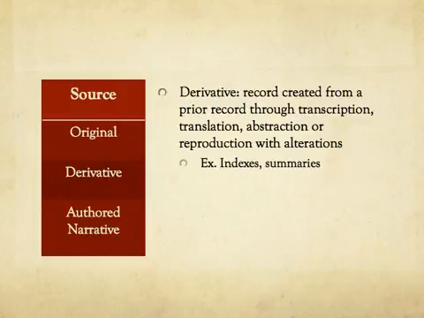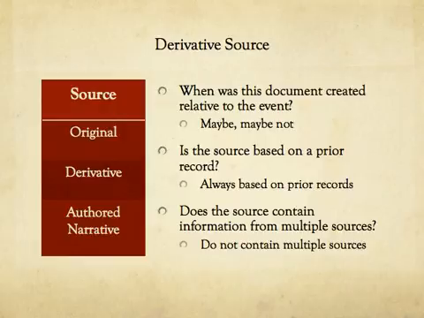A derivative record has been created from a prior record through transcription, translation, abstraction, or was reproduced with alterations. The most common example of derivative records are indexes that have been created of other records. As you research, you will also create your own derivative records as you summarize information you find within a record. To answer our 3 questions again, a derivative source may or may not have been created at the time of the event. They are always based on other records, and they do not contain information from multiple sources.